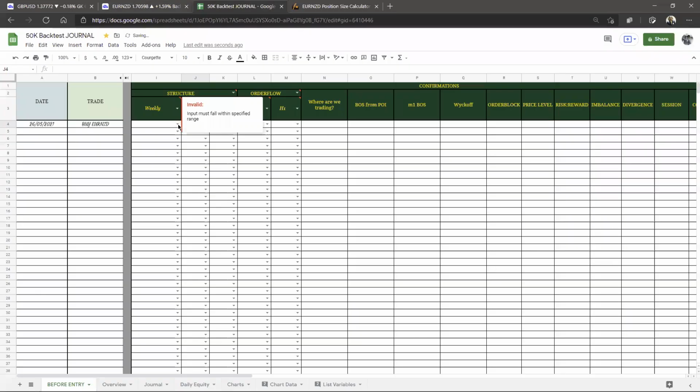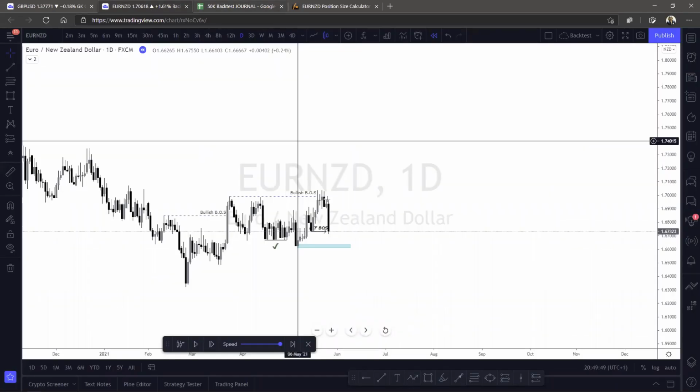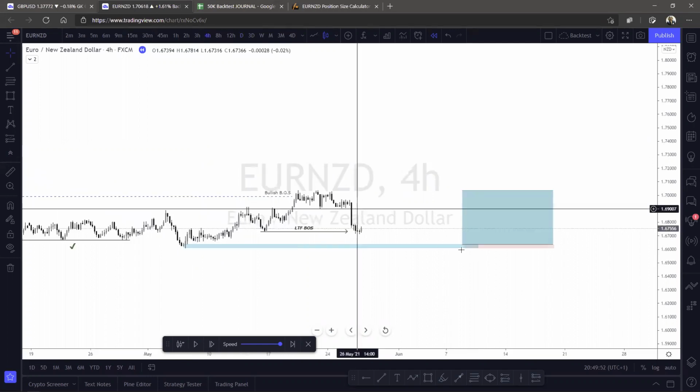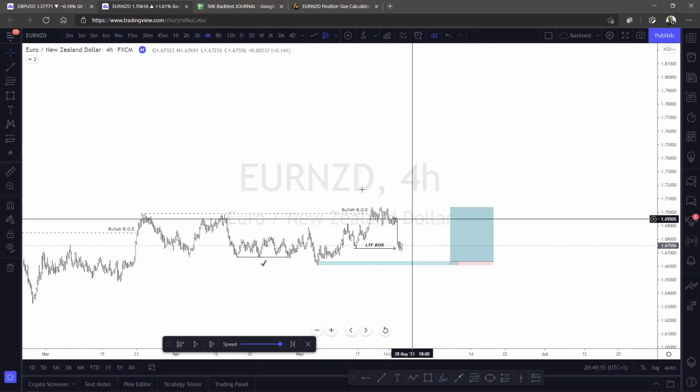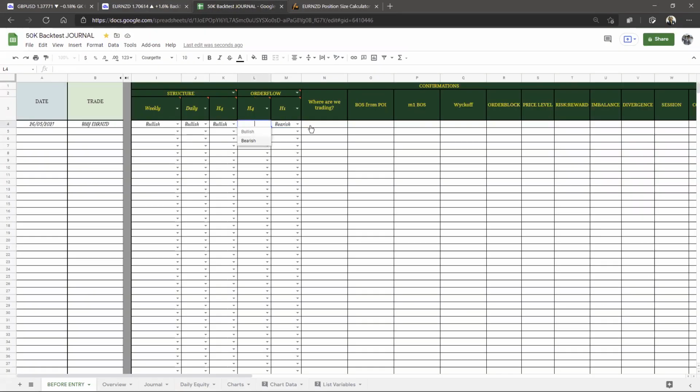So weekly bullish, daily bullish. 4-hour structure we're bullish. Order flow we are bearish. 4-hour order flow, yeah, because we're coming into the lower time frame, that's bearish as well because we broke that. Bearish. Okay, where are we trading?